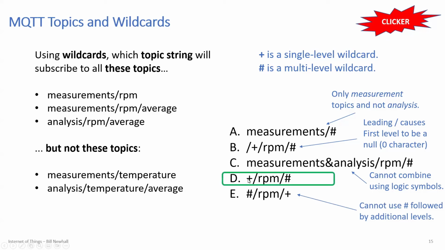At the first level, any topic will be received. At the second level, only topics with RPM at the second level will be received, so that will exclude temperature down here. And then anything after the third level or later, you can have anything. So that's why these three will be received, but these will be filtered out.